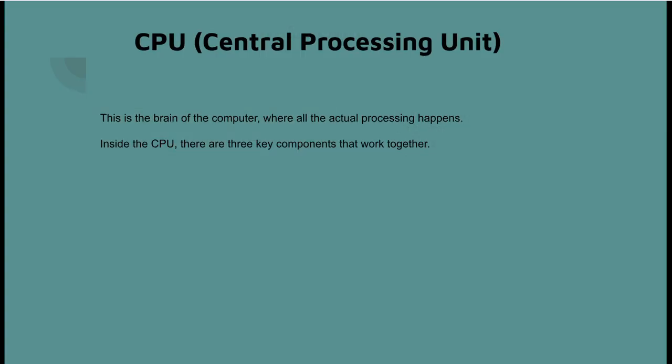CPU, Central Processing Unit. This is the brain of the computer, where all the actual processing happens. Inside the CPU, there are 3 key components that work together.